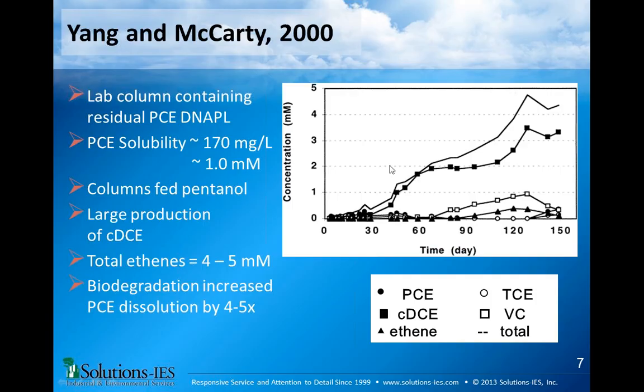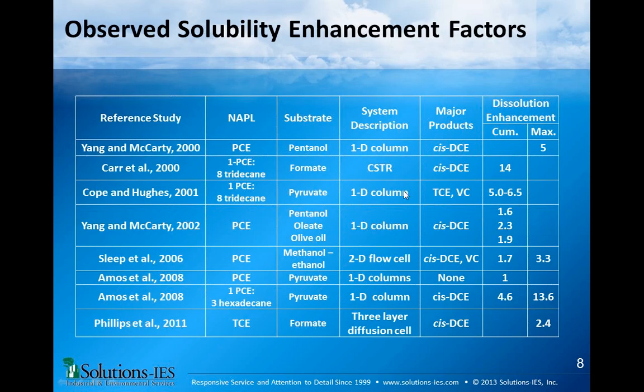Well, PCE has got an aqueous solubility of about 1 millimolar. Total chlorinated ethenes here is about, I don't know, 4 to 5 millimolar. So essentially you've increased, in a weird way, the solubility of this mixture by a factor of 4 to 5, or at least its dissolution rate by a factor of 4 to 5. So presumably you would clean up a DNAPL source area 4 to 5 times as fast. So that's the good news.